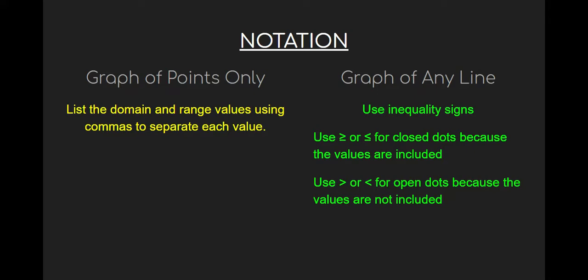You'll use the greater than or equal to or the less than or equal to sign for closed dots because that means the values are included. And then you'll use the greater than or the less than sign for open dots because the values are not included.